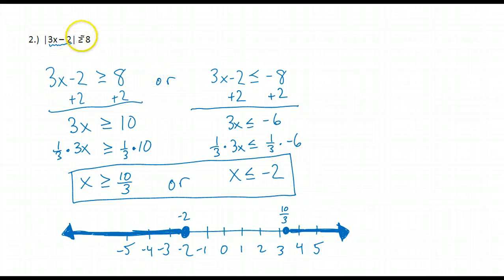To remember that, think of this symbol as a greater than symbol, a greater symbol. Whenever you have an absolute value and a greater symbol, set up two inequalities, and we're going to have an OR compound inequality.